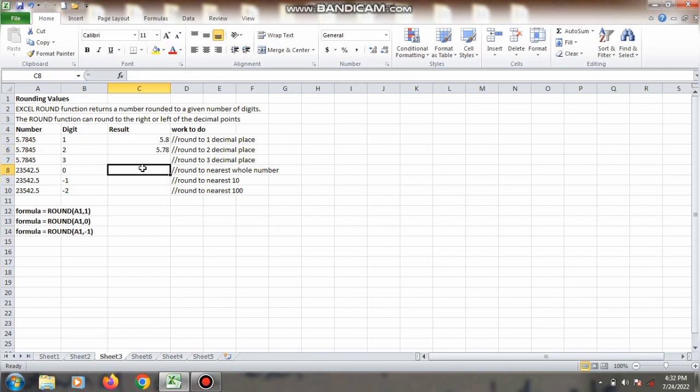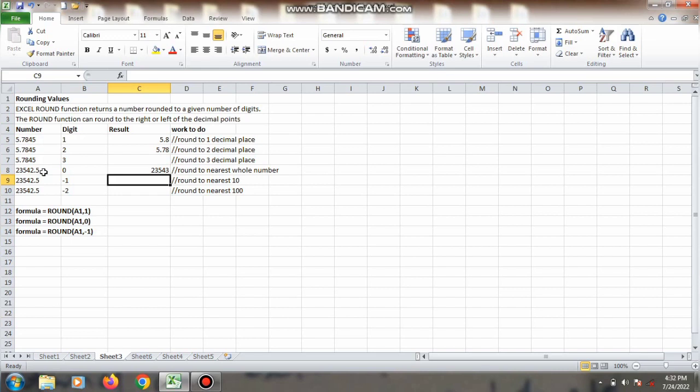So let me go to the nearest whole number. Nearest whole number. We will be using equals ROUND also. Select your cell, which is A8, comma. So for the nearest whole number the digit is 0. That means round it up to the nearest whole number. Do you see? It has given it to me.